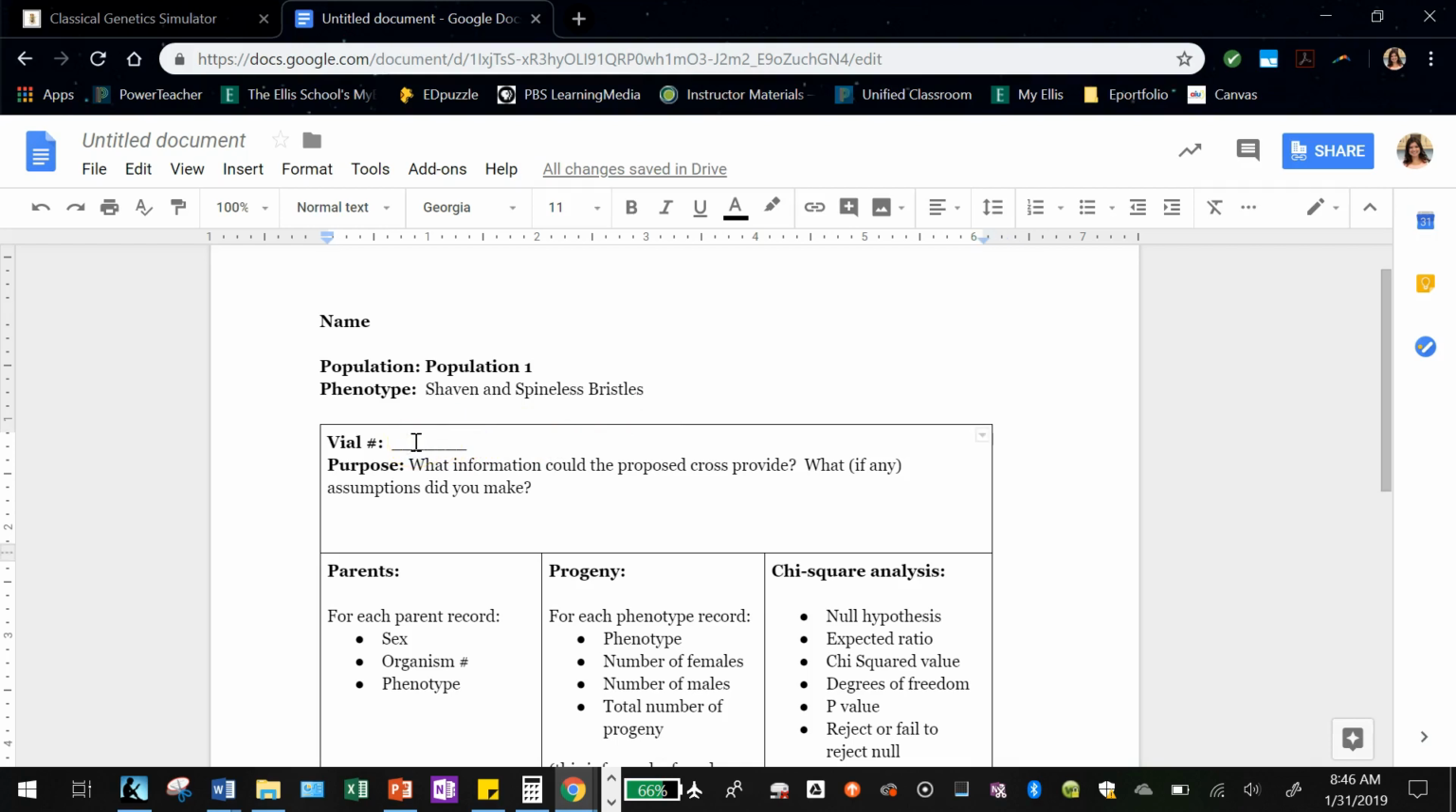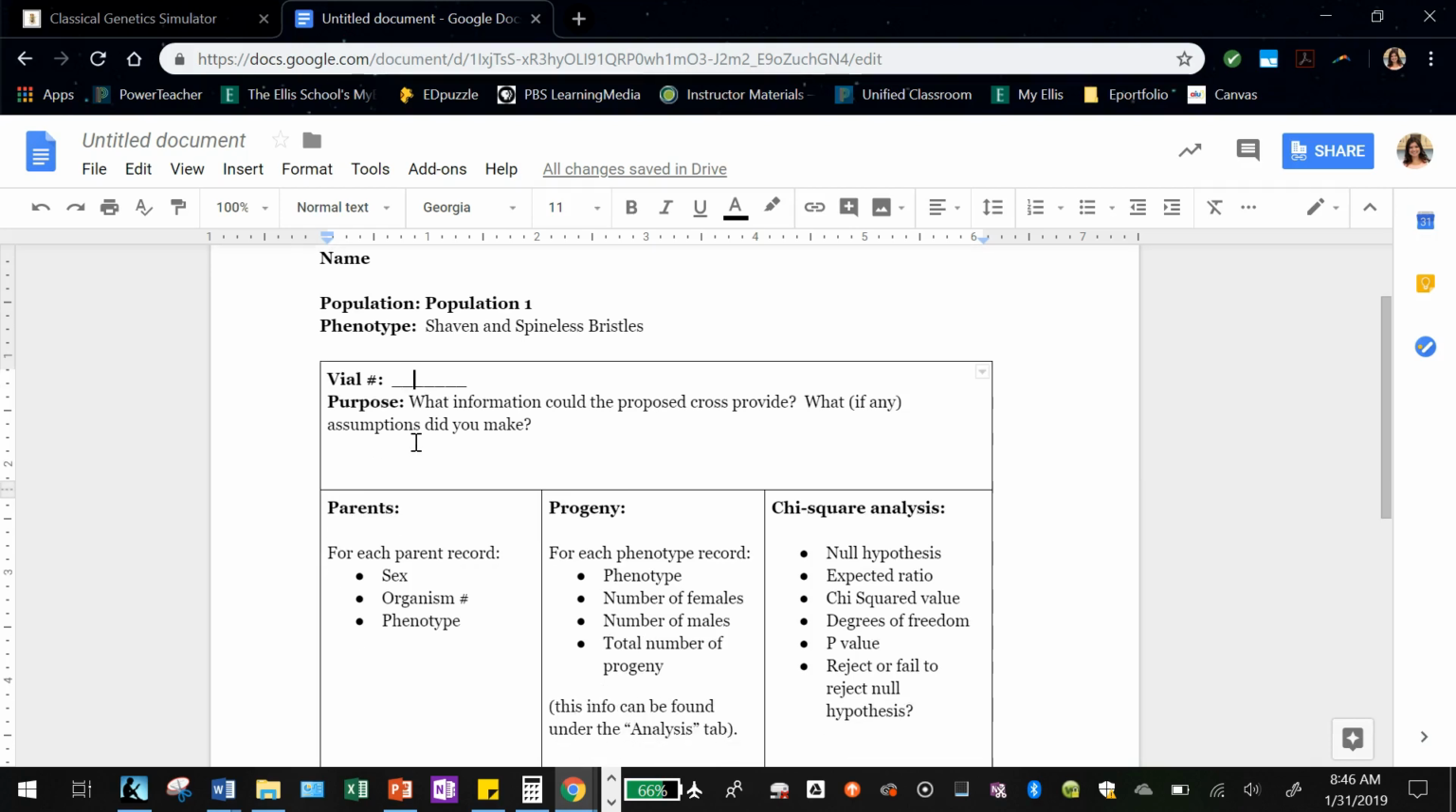Which vial? So you're going to want to make one of these tables for each vial. You do not need to show every vial that you do, but you want to show the ones that are helpful to your understanding. I would guess that you would need probably 3 or 4 in order to do this well for your populations, especially for your challenge.